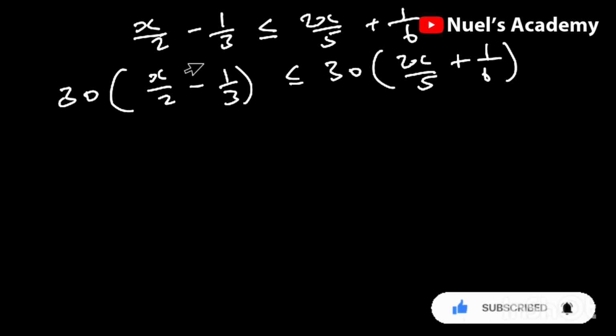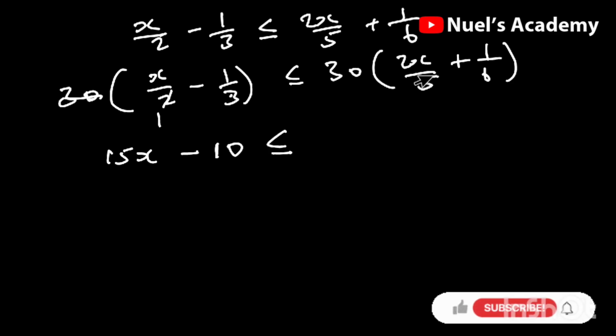So 30 multiplied by x over 2, 30 divided by 2 is 15, 15 times x is 15x, then minus 30 divided by 3 is 10, 10 times negative 1 is negative 10. So this is less than or equal to 30 divided by 5 is 6, 6 times 2x is 12x, and then 30 divided by 6 is 5, 5 times 1 is plus 5.